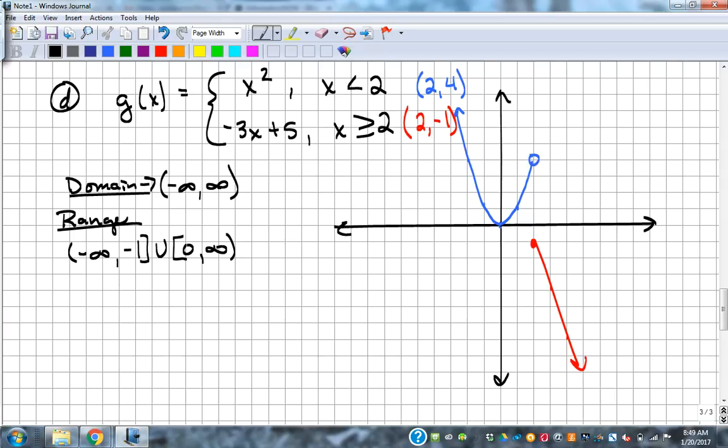All right, so range is always read bottom to top. So this is telling me -infinity, and we're following that up. Here's the point -1, the y value -1. It's included, so that's the bracket. Then I skip from -1 up to 0. So that's the union, and then I pick up, and 0 is included. It's a point on the blue part of the graph. So I'm going to start at 0, and this side goes all the way up forever. So that's the positive infinity part.